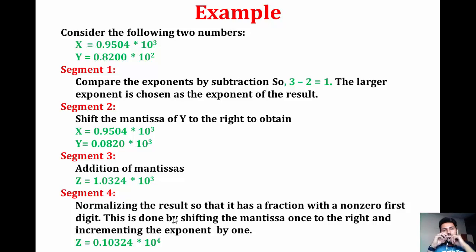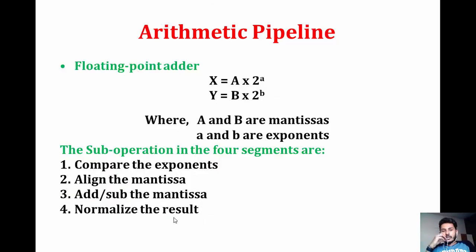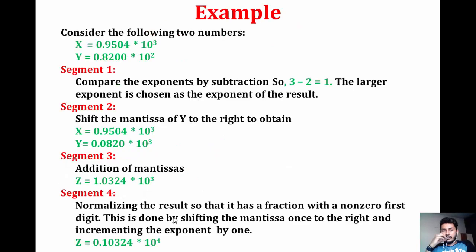So this is an example. Remember: compare the exponents, align the mantissas, add or subtract the mantissas, and normalize the result. Consider the following 2 numbers, X and Y, where X equals 0.9504 as the mantissa into 10 raised to 3 as the exponent, and Y equals 0.8200 into 10 raised to 2. So there is a difference between the exponents.